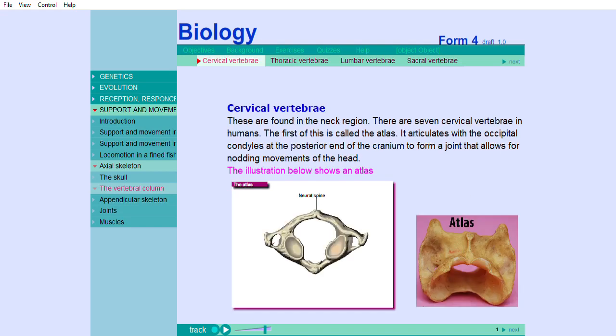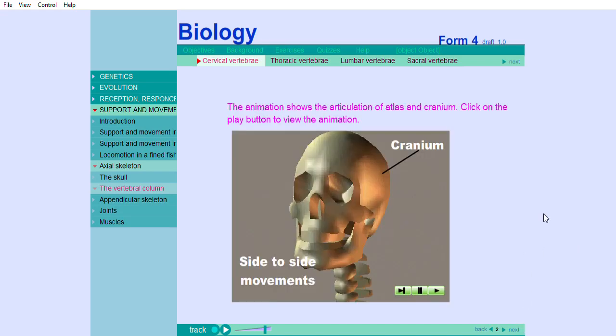Cervical vertebrae. These are found in the neck region. There are 7 cervical vertebrae in humans. The first of these is called the atlas. It articulates with the occipital condyles at the posterior end of the cranium to form a joint that allows for nodding movements of the head. Illustration of an atlas. The animation shows the articulation of atlas and cranium. Click on the play button to view the animation.